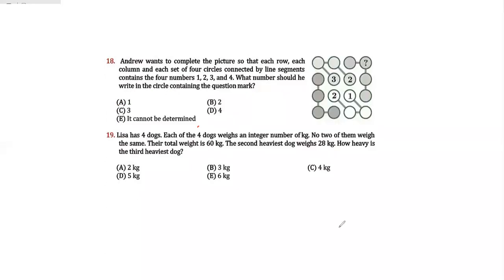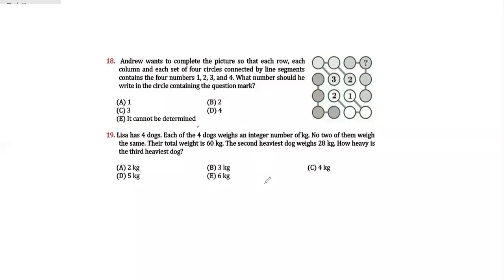Now let's read question number 18. Andrew wants to complete the picture so that each row, each column, and each set of 4 circles, like these, are each set of 4 circles connected by line segments, contains the 4 numbers 1, 2, 3, 4. What number should he write in the circle containing the question mark?